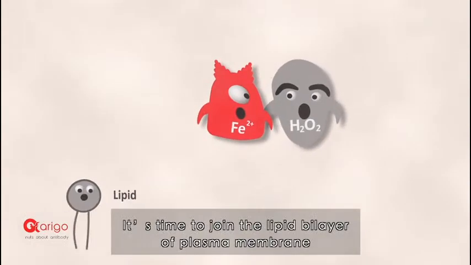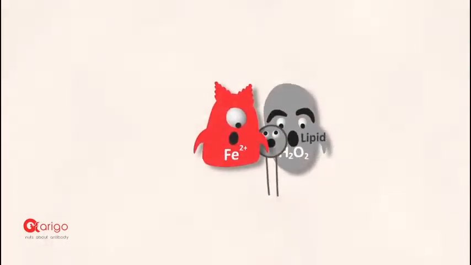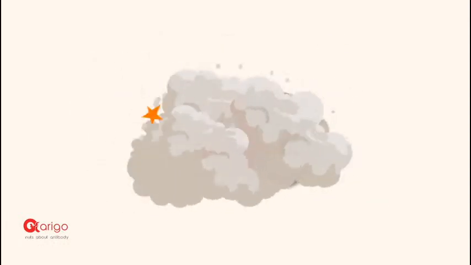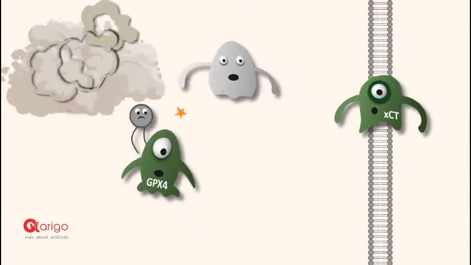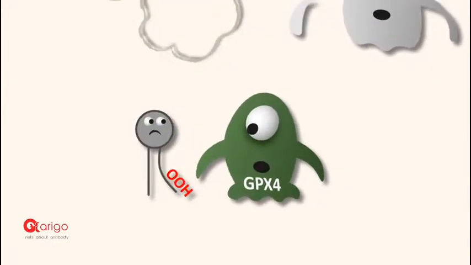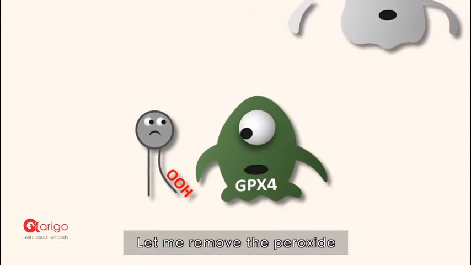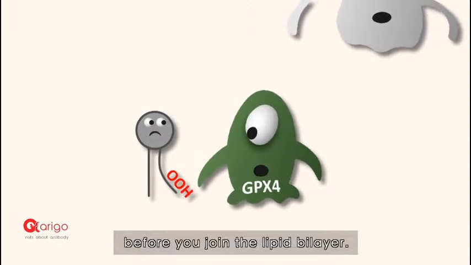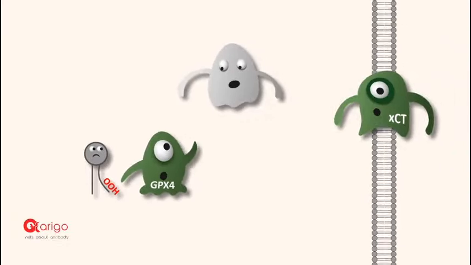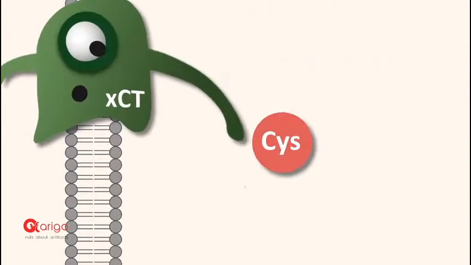It's time to join the lipid bilayer of plasma membrane. You have lipid peroxide. That will disrupt the plasma membrane. Let me remove the peroxide before you join the lipid bilayer. Give me some glutathione.